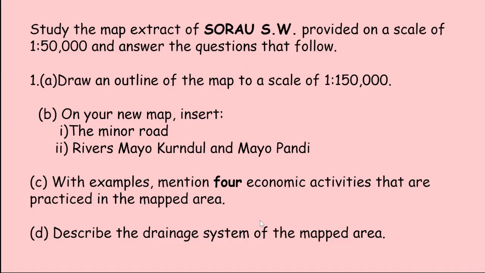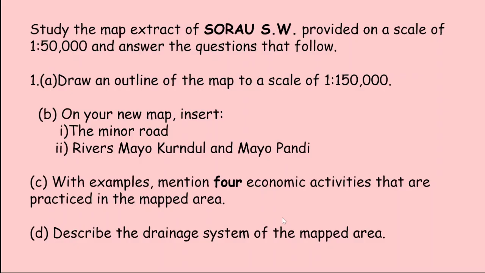Study the map extract of Sorel SW provided on a scale of 1 ratio 50,000 and answer the questions that follow. 1A. Draw an outline of the map to a scale of 1 ratio 150,000. On your new map, insert the minor road, rivers Mayor Kundul and Mayor Pandi.